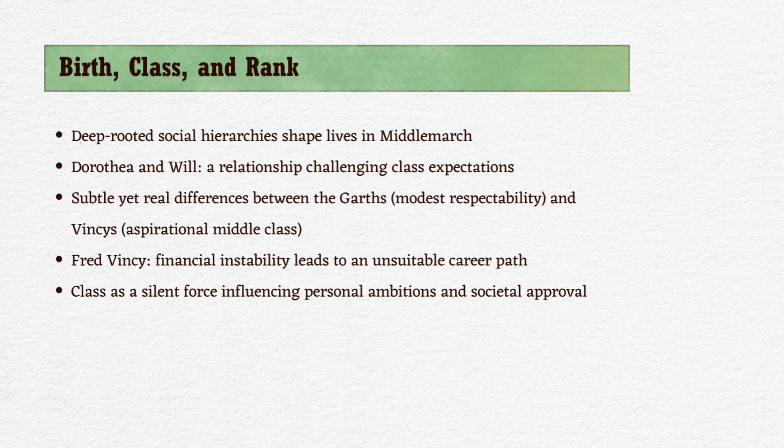The Garths and the Vincys further illustrate subtle but important class distinctions. Caleb Garth's family represent modest respectability, valuing hard work, honesty, and education. In contrast, the Vincy family, though wealthier and more socially ambitious, lack the same solid moral grounding. Their aspirations often make them vulnerable to social pressures.